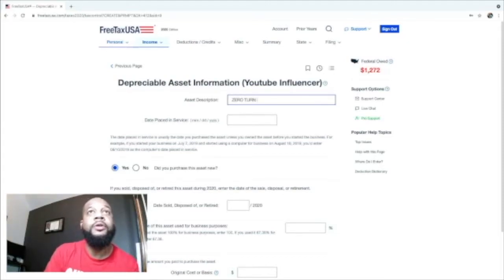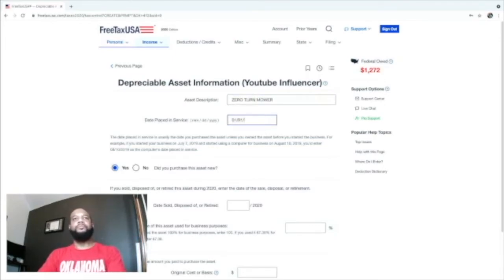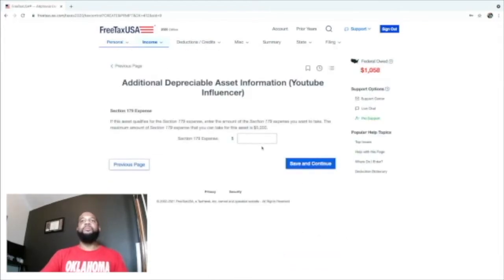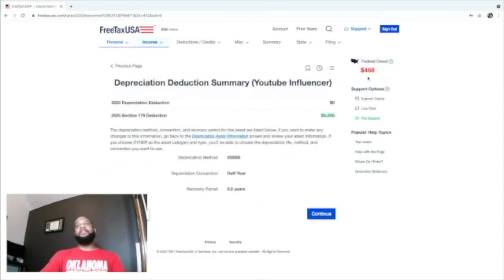Zero-turn mower. Now, if you have something more specific, you can put that. Okay, 100%. And this was $5,000. All right, let's see how far we can get this thing. Pretty much, now we're down to 1,058. We're gonna expense this entire thing. We have 468. You know what I'm saying?